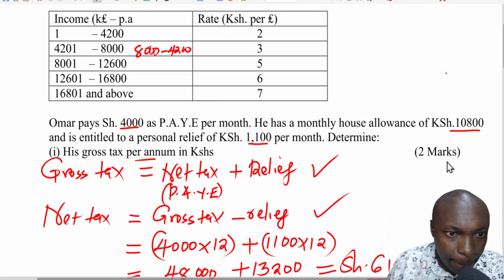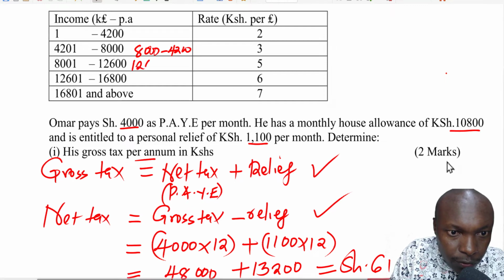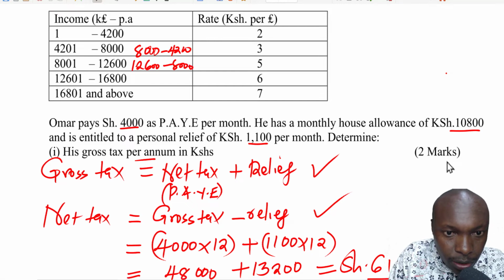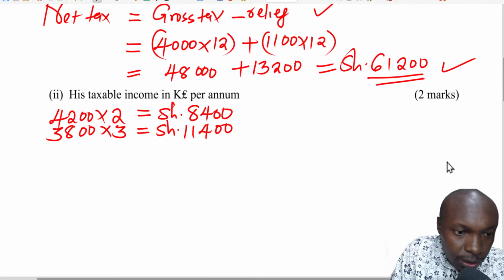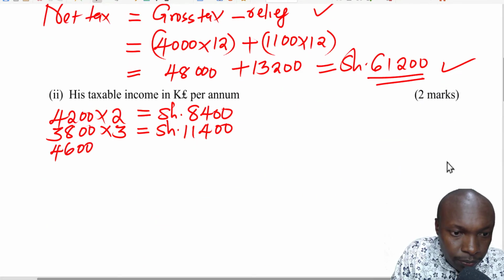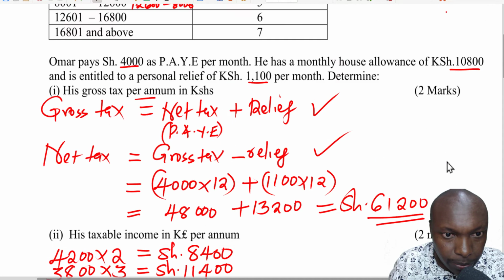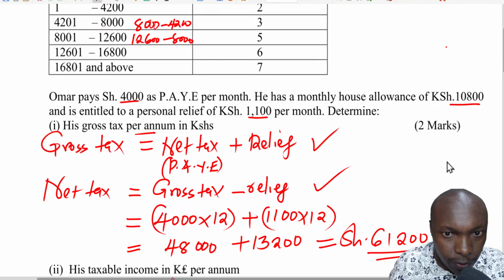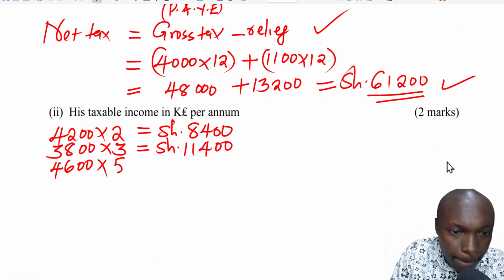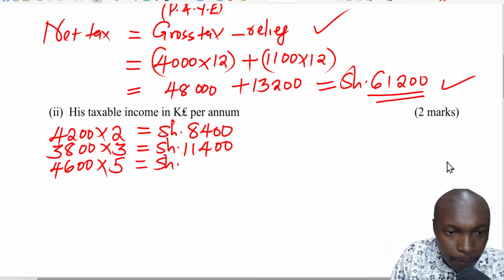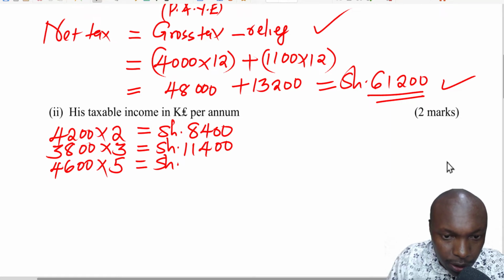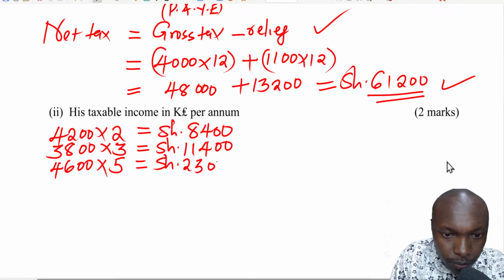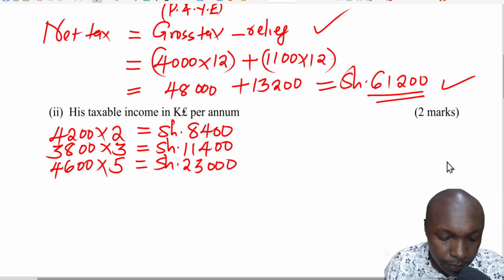The size of the next slab is 12,600 subtract 8,000. The size of the slab will be 4,600. Then the rate of taxation there is 5. So multiplying these, 4,600 multiplied by 5, this will give 23,000.